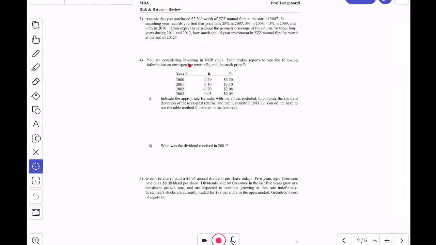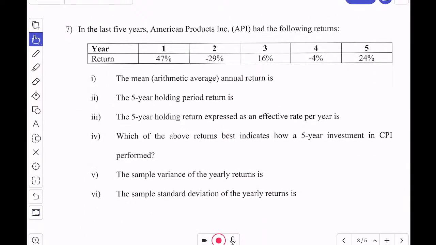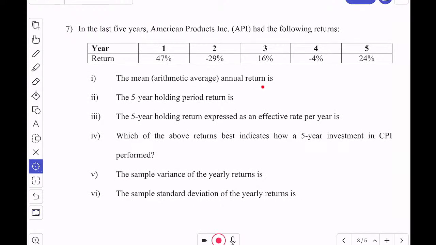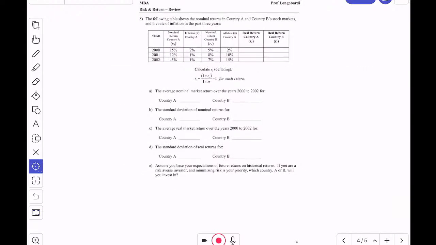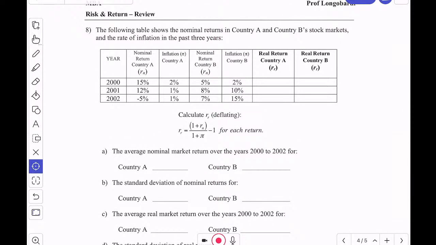And then there's some questions using a list of returns. And then there's some practicing, you get to make calculations of arithmetic average, holding period returns, etc., and answer some questions. So these are all types of questions you can have. And then here's some more fun with nominal and real returns when there is inflation. So you can practice with those as well.